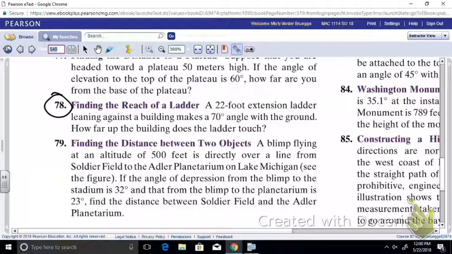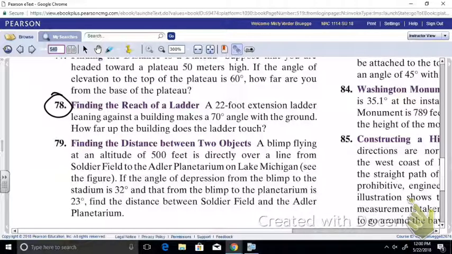Okay, so the first thing you really want to do is translate it into a picture, right? Because once you see the picture, things become more clear. So we see we have a 22-foot extension ladder leaning against a building, makes a 70-degree angle with the ground. Okay, it says how far up the building does the ladder touch?